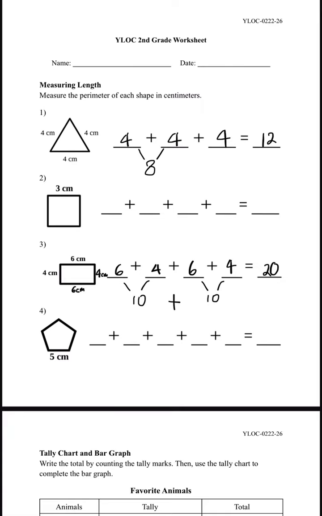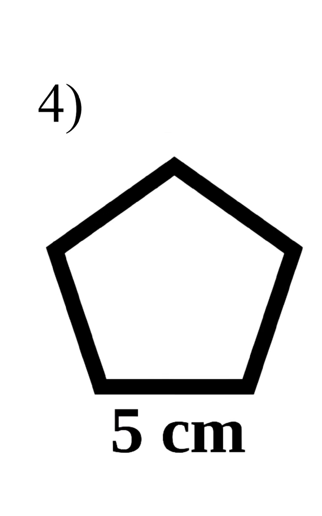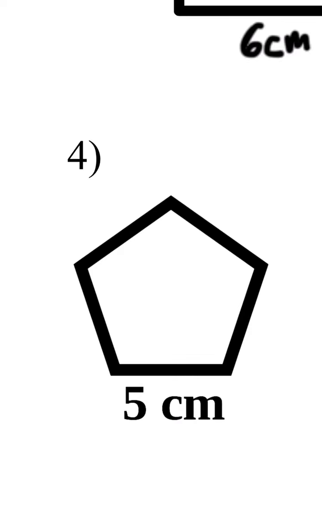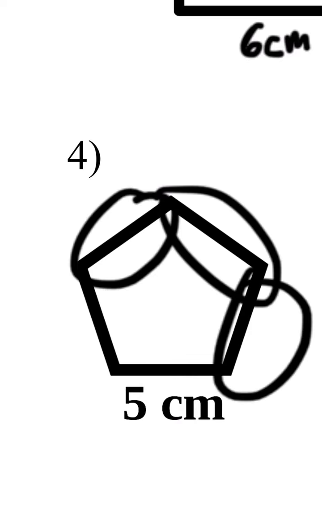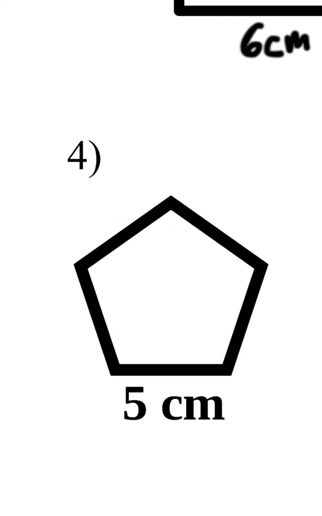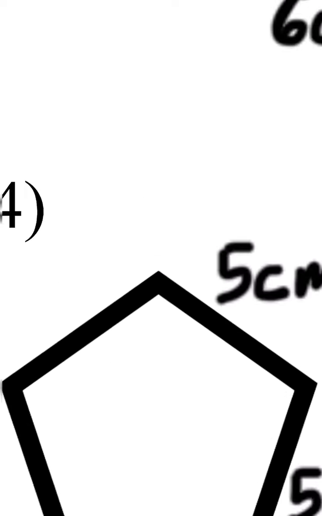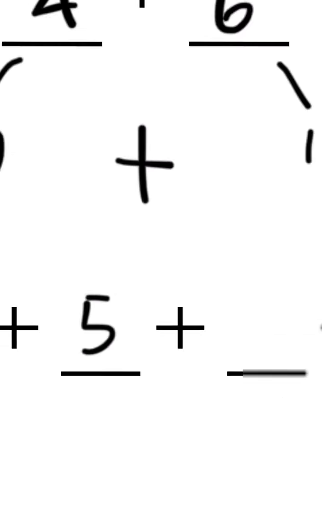Let's look at number 4. For this shape, it has 5 equal sides. So it is a pentagon, and if it has 5 equal sides, then all of them are 5 centimeters. And 5 centimeters. So we need to add all of these sides. 5 plus 5 plus 5 plus 5 plus 5.